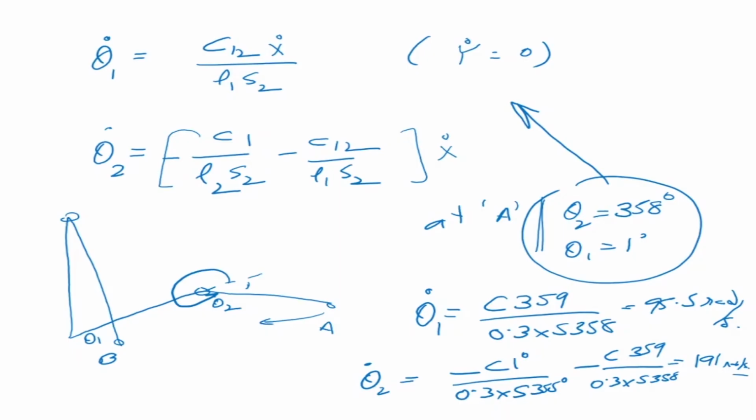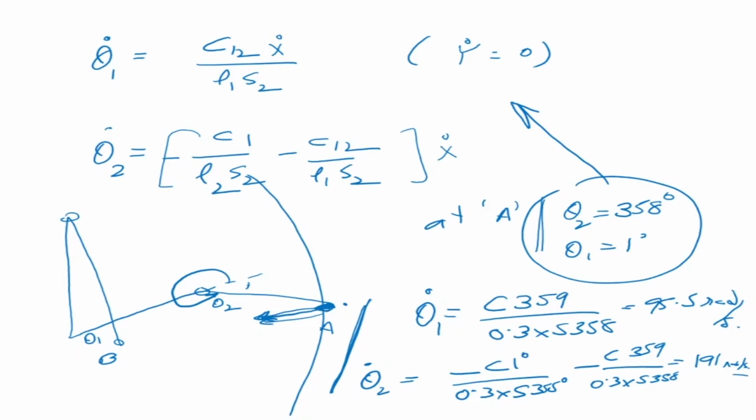As it is coming closer and closer, the values of theta 1 and theta 2 will change, and the velocities are going to change. As it is going, these values are high. Why? Because we are going near a singular point. This is a boundary singularity. Near a boundary singularity, the values tend to become very, very high.